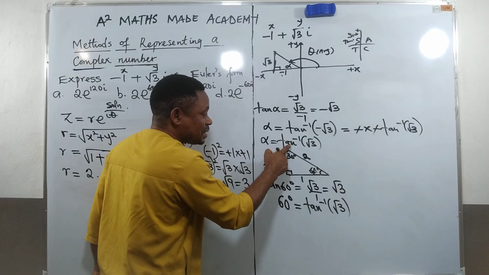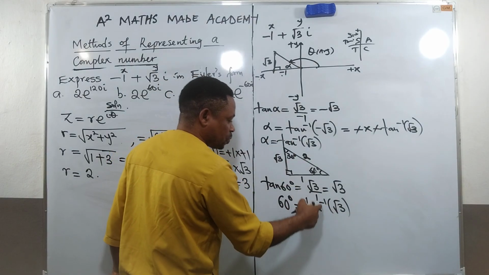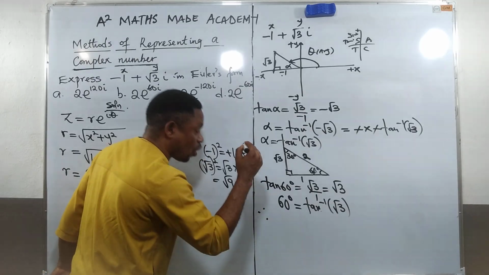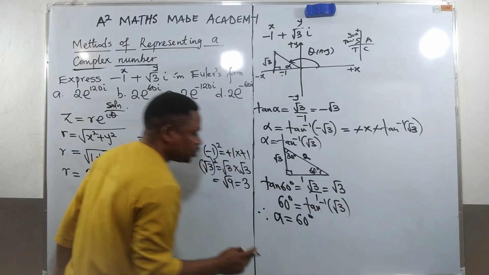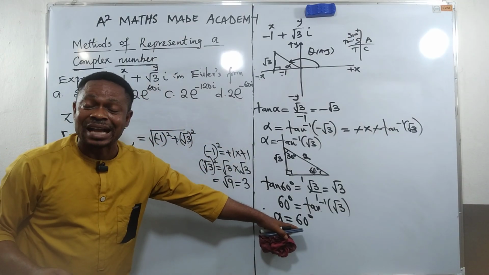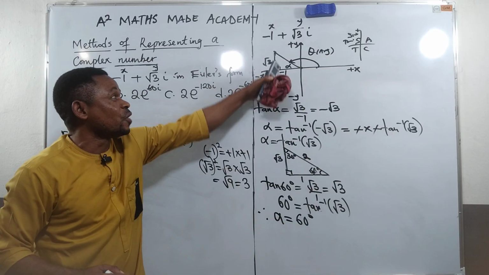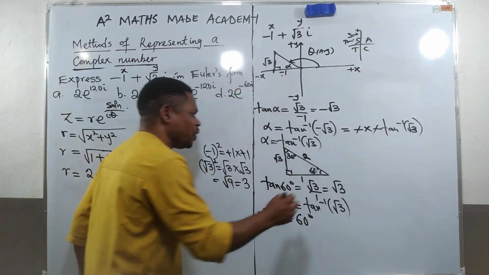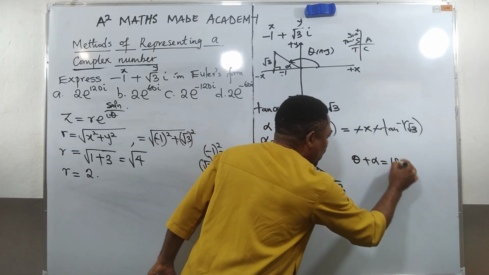Are you with me? What is here? Tan inverse. What is here? Tan inverse of root 3. Can you see they correspond? So invariably we can now conclude by saying the value of alpha is 60 degrees. Don't be in a rush to say that the argument is 60 degrees. It is not 60 degrees, because we are looking for the second quadrant. I will now remind you that theta plus alpha is always 180 degrees.